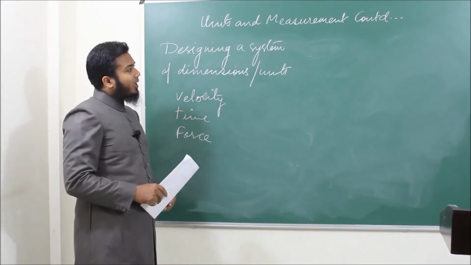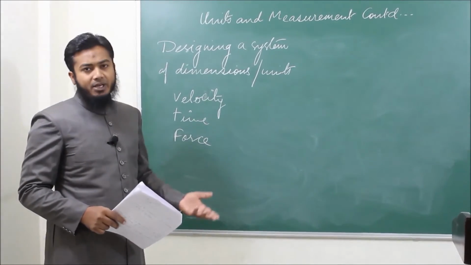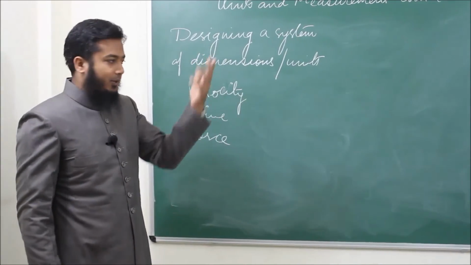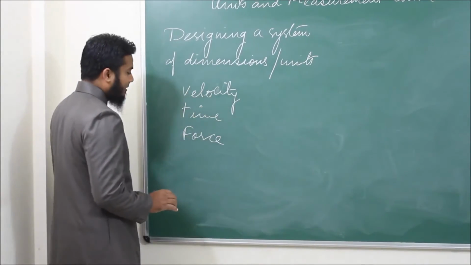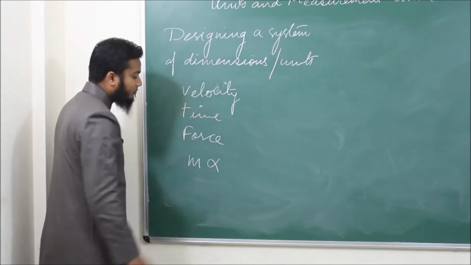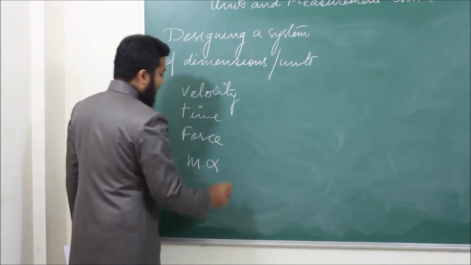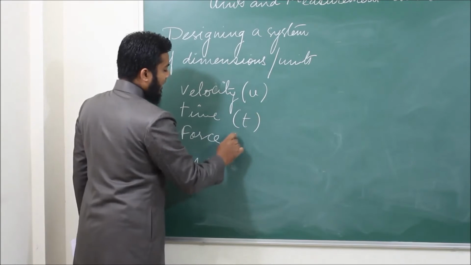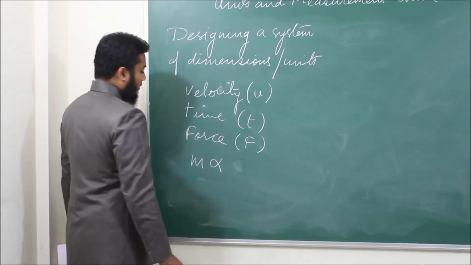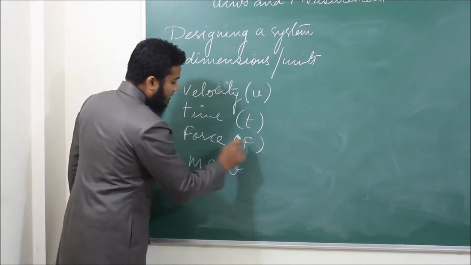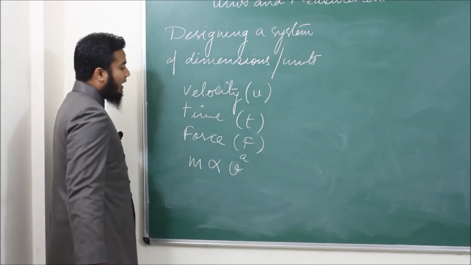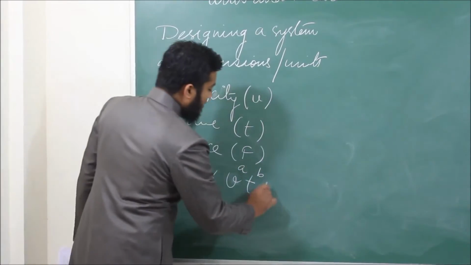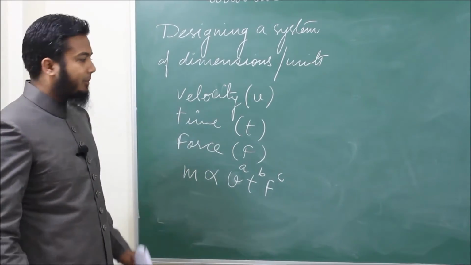Again, I would say that mass depends on velocity, it depends on time, it depends on force, but to what powers, I don't know. So I will put random numbers. So I'm saying that mass depends on velocity. Let's write small v for velocity, small t for time, and capital F for force. So I'm saying that mass depends on velocity. What power, I don't know, so I will put A. And it depends on time. What power? Let's call it B. And it depends on force. So let's write force raised to the power C.